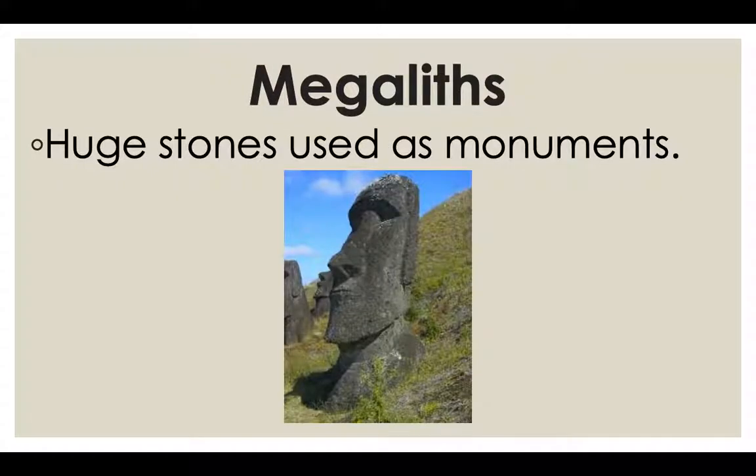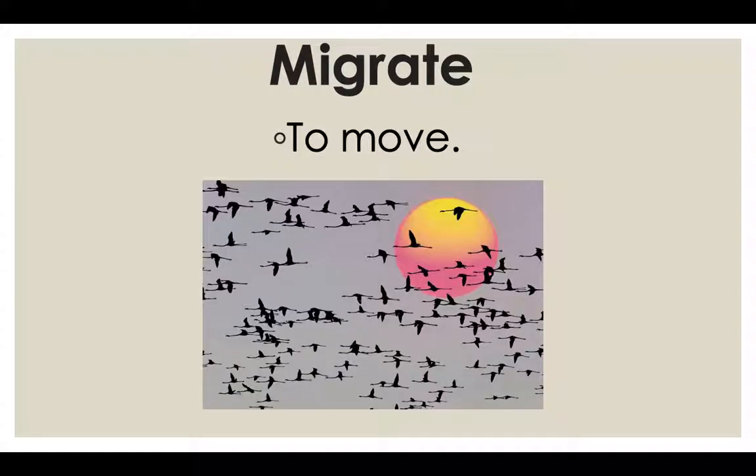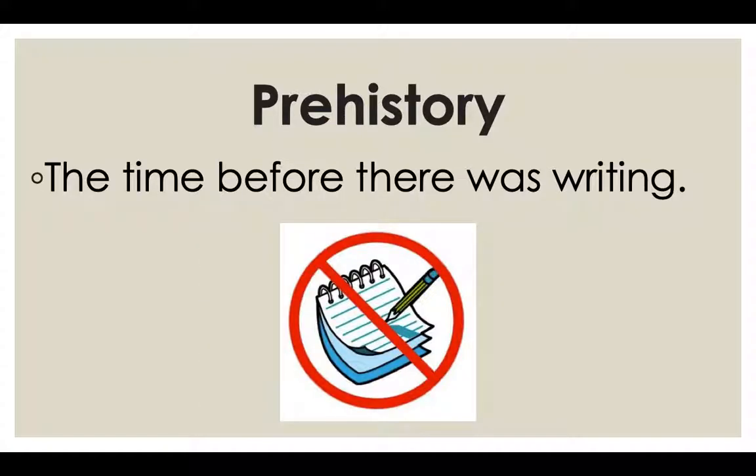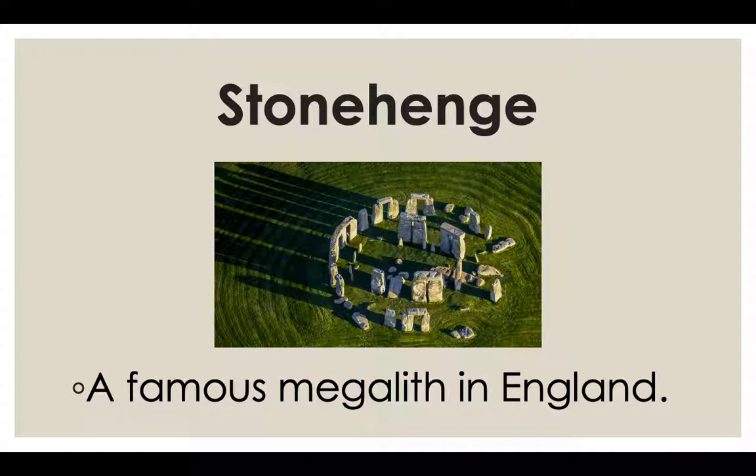Megaliths are huge stones used as monuments. I believe this picture is a monument on Easter Island, I think. To migrate is to move, and flocks of birds will often migrate together. Prehistory is the time before there was writing. Stonehenge is a famous megalith in England, and we watched a video on Stonehenge as well.